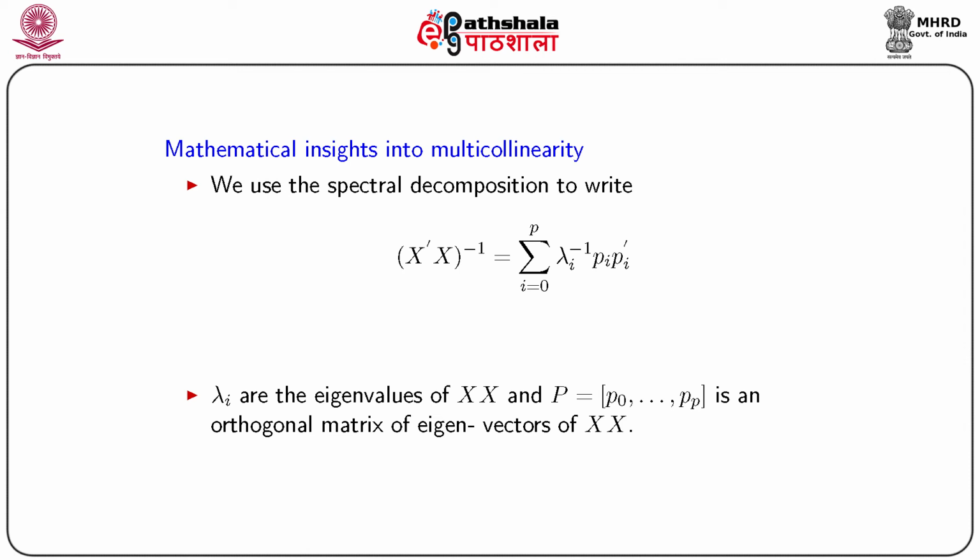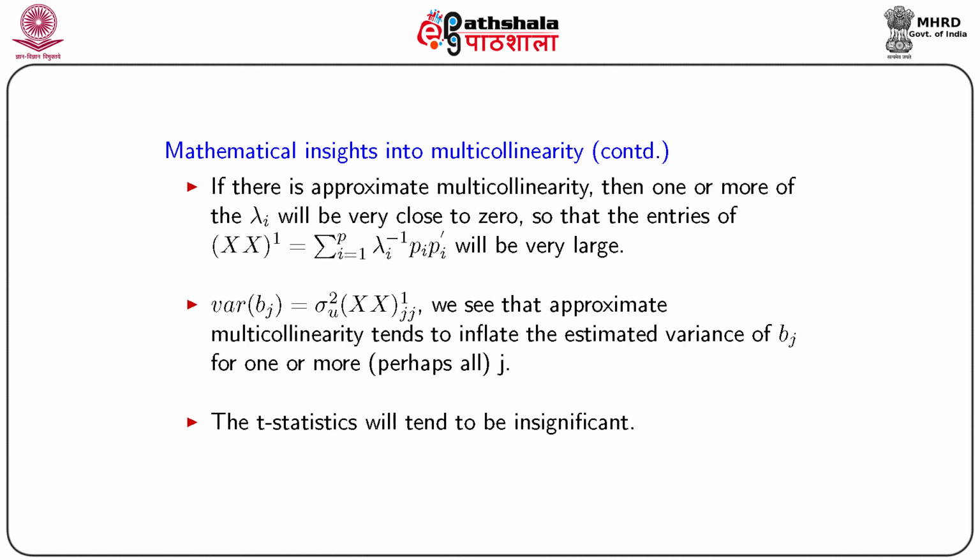let us use the spectral decomposition to write our X prime X matrix inverse as the summation over i equals 0 to p of lambda i raised to the power of -1 times p i p i prime, where lambda i is the eigenvalue of X prime X and P equals p0, p1, ..., pp is an orthogonal matrix where the columns are eigenvectors of X prime X. So if there is an approximate multicollinearity, then one or more of these lambda i's or eigenvalues will be very close to 0, so that the entries of X prime X inverse, the summation over i of lambda i inverse p i p i prime, will be very large, because we are dividing by a very small number lambda i.